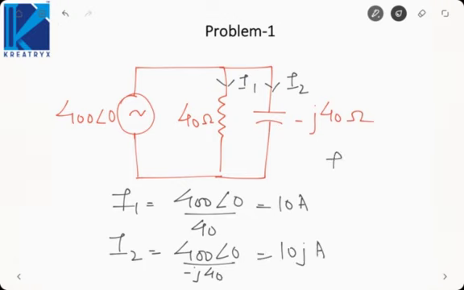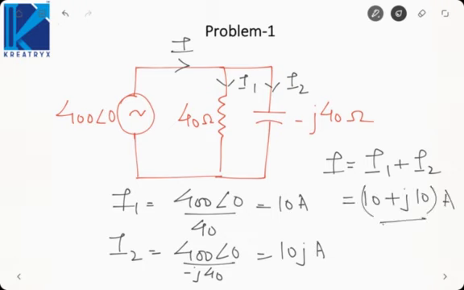So it implies I, which is the supply phasor, is I1 plus I2, which is equal to 10 plus J into 10 ampere. So this way my effort is lessened when solving this problem.